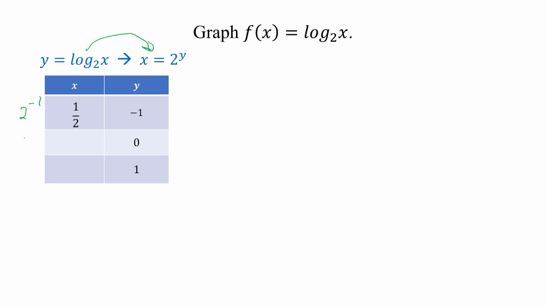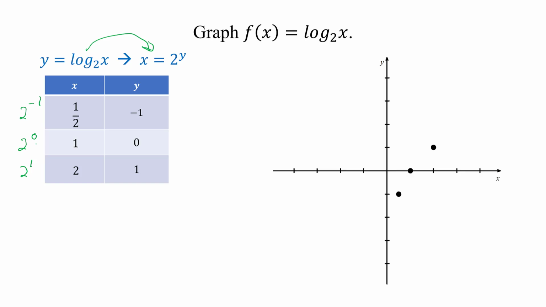If y equals 0, x would be 2 raised to the power of 0, which is 1. And if y equals 1, x would be 2 raised to the power of 1, or 2. Now we have 3 points to plot on our graph: (1/2, -1), (1, 0), and (2, 1). We connect these 3 points with a nice smooth logarithmic curve and note some characteristics of the curve.